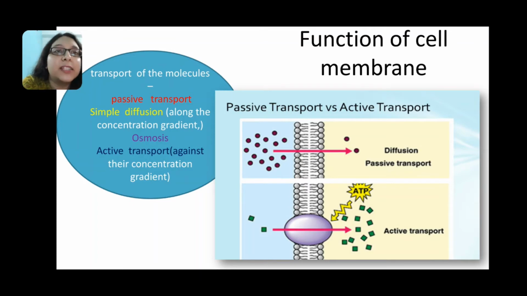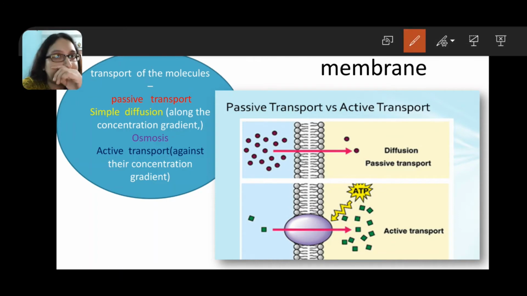Now just have a look at this picture over here. As we can see in the first part of the picture, the red molecules are abundant outside the cell, whereas they are less inside the cell. When a molecule moves from its area of high concentration to its area of low concentration, it does not require any energy. It is a simple process, not requiring any kind of energy. So this is known as passive transport, from its higher concentration to its lower concentration.